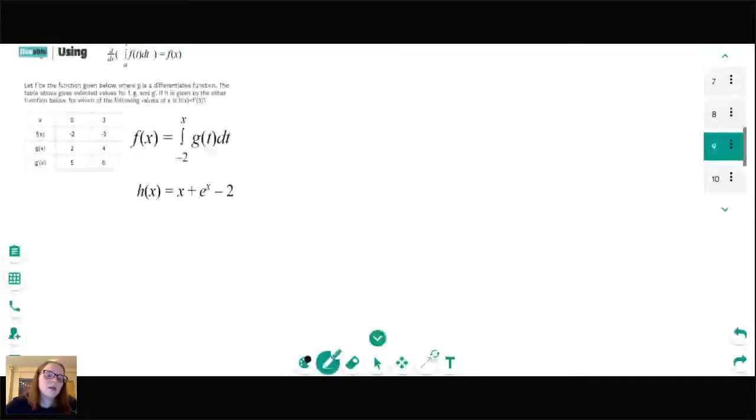g of t dt. And just a hint and a reminder, whenever you see an x as an upper bound, you should be automatically assuming you're probably going to have to use this rule. It's probably going to come up right away. So just keeping that in mind, let's keep going. Okay, and it says where g is a differentiable function.